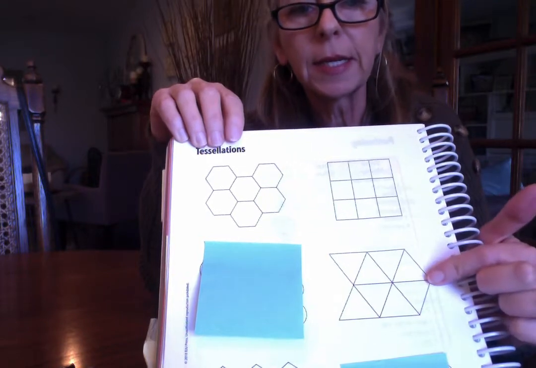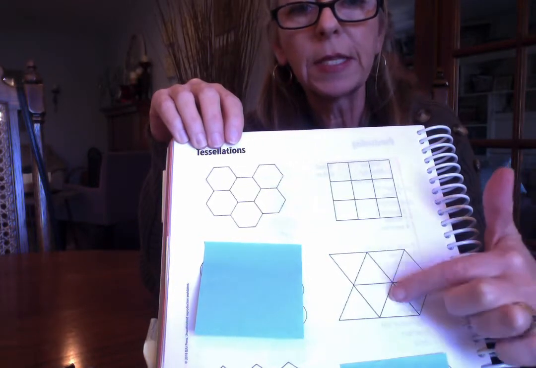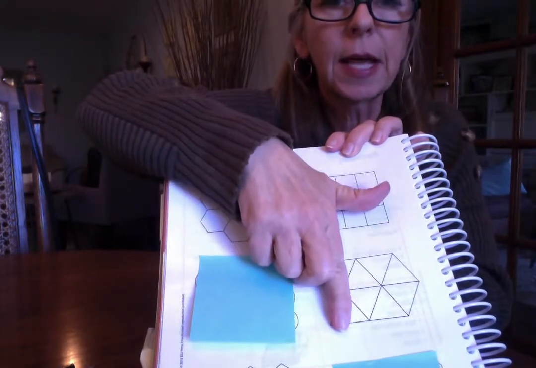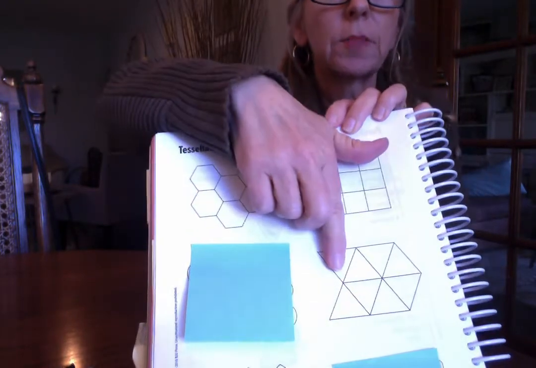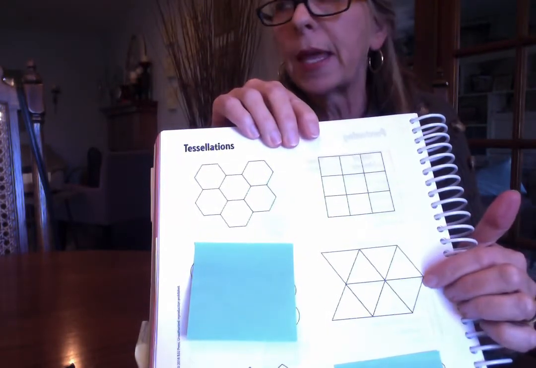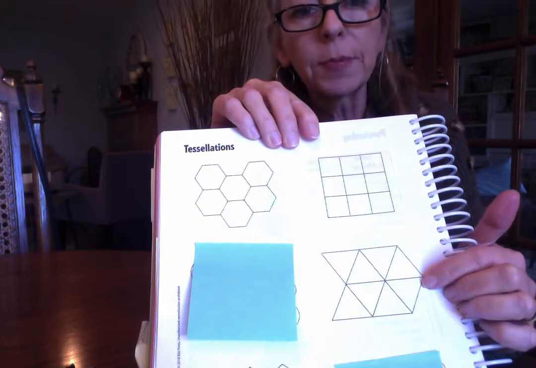Triangles can make a tessellation. So you can see we could fit these triangles in different ways. If you cover these up, you can see there's the hexagon we made with our triangles just a moment ago. So triangles are a great shape for making a pattern with no gaps or overlaps.